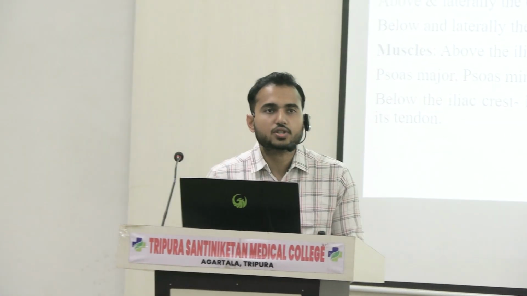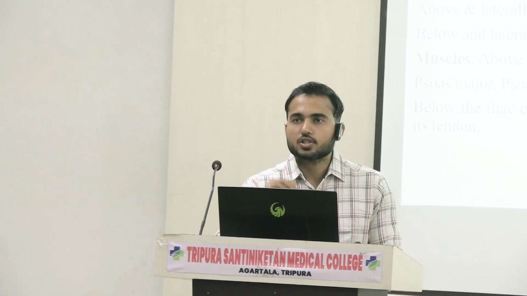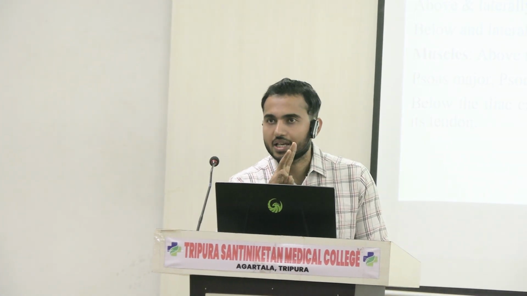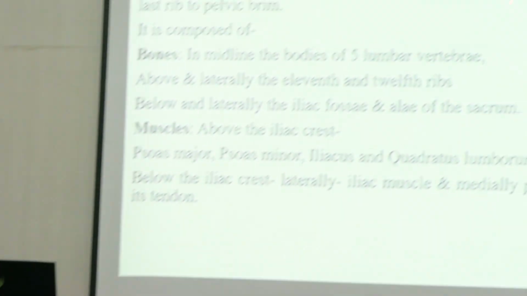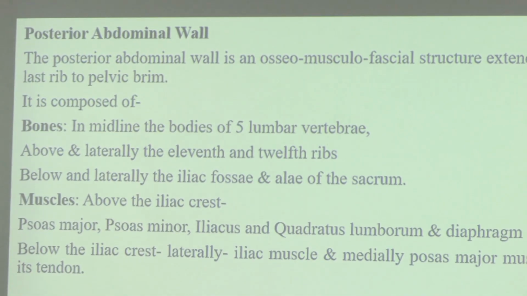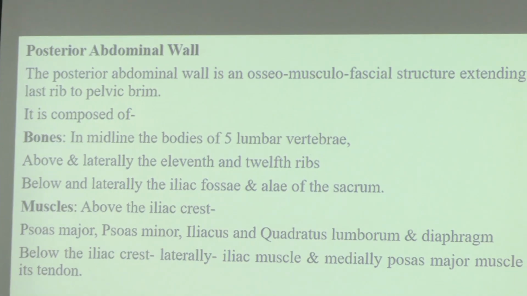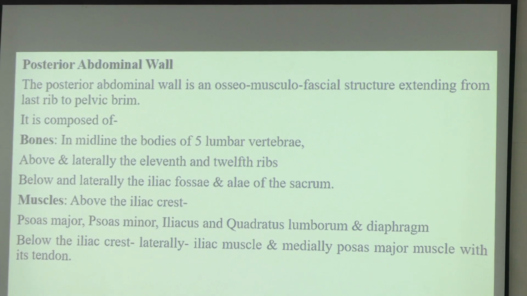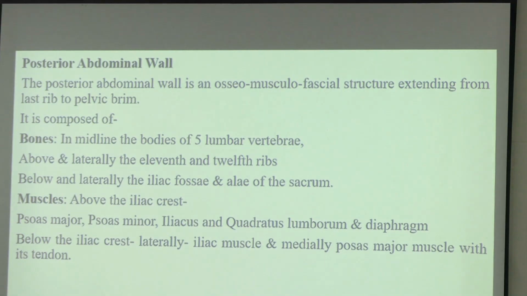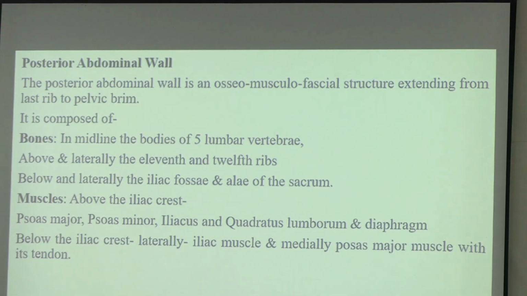So we'll start with the posterior abdominal wall. Now, the posterior abdominal wall is made up of three things. As you can see, it is an osteomusculofascial structure. Now, what is the meaning of osteo, musculo and fascial? Osteo means bones are there, musculo means muscles are there, and fascia are there. So these are the three components which form the posterior abdominal wall.